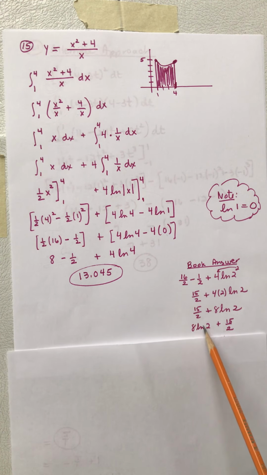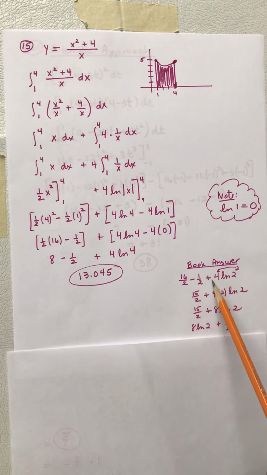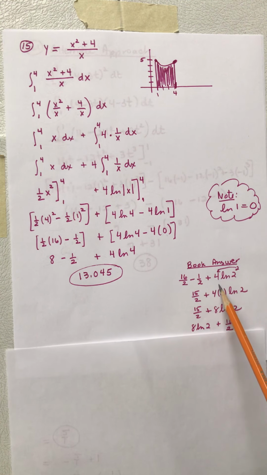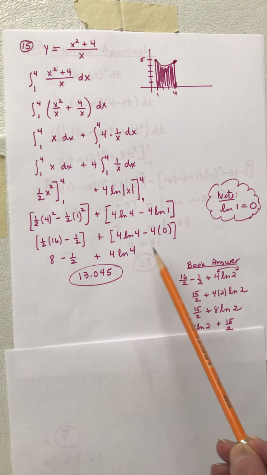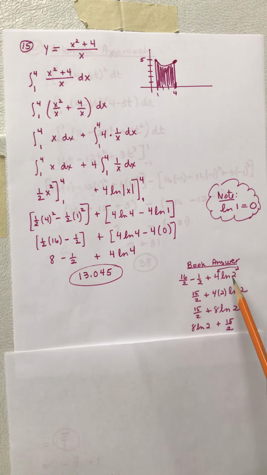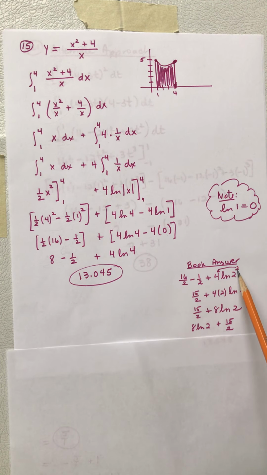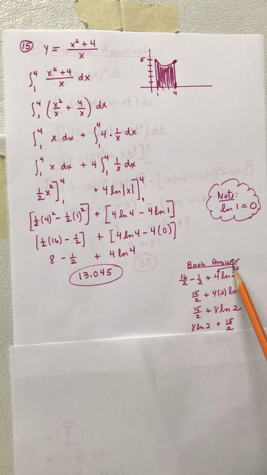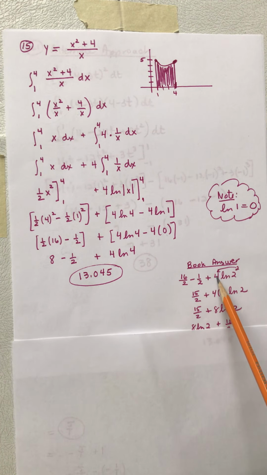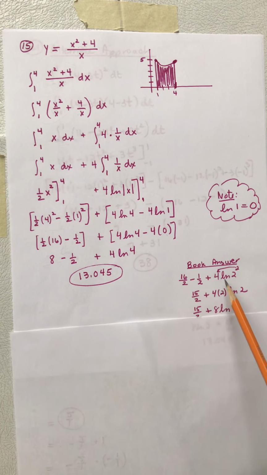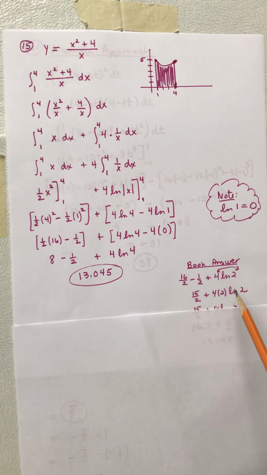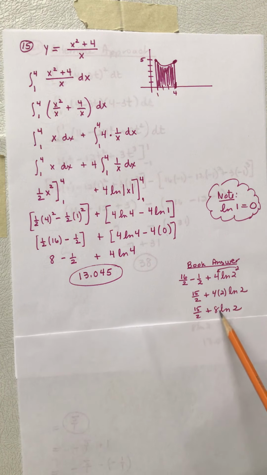But where did the 8 ln 2 come from? Let's take a look at our 4 ln 4. They took the ln 4 and made it ln 2 squared. And then they used the log rule, which can take the exponent and put it in front of the log. And then there's already a 4 there, so you end up multiplying it. So they get 8 ln 2.